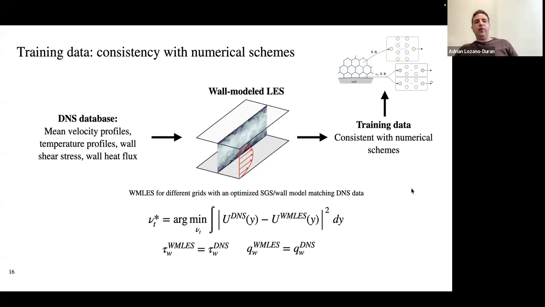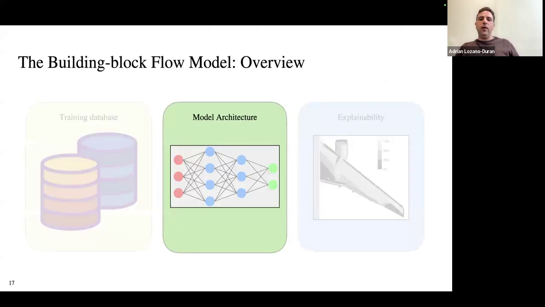We extract the mean quantities we care about, and those are the ones that the model is going to be trained to predict. We run all the database, the 700 cases, using this optimization problem, and it will match the statistics. And that wall model LES data is coming from the same solver that we are going to use to implement the model. That's the training data we use to generate the model, and it takes into account the numerical scheme. So with that, we have our data ready, and now what we need to do with the data is to train the model.